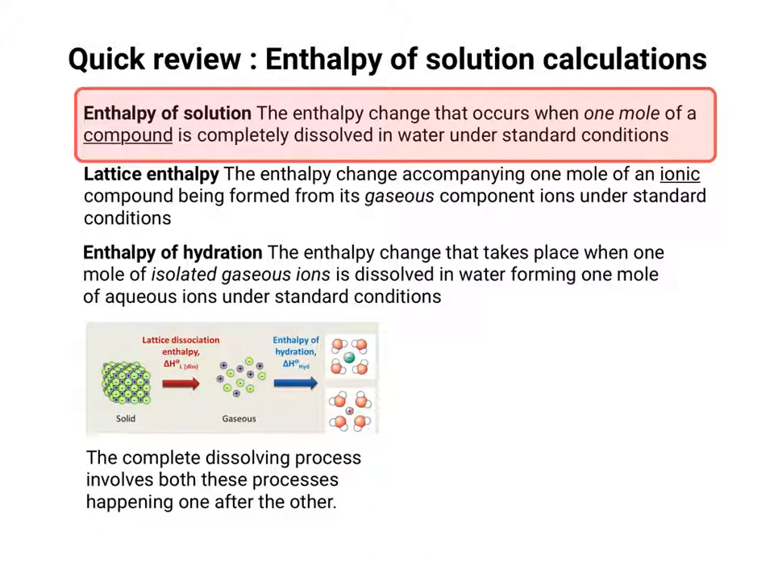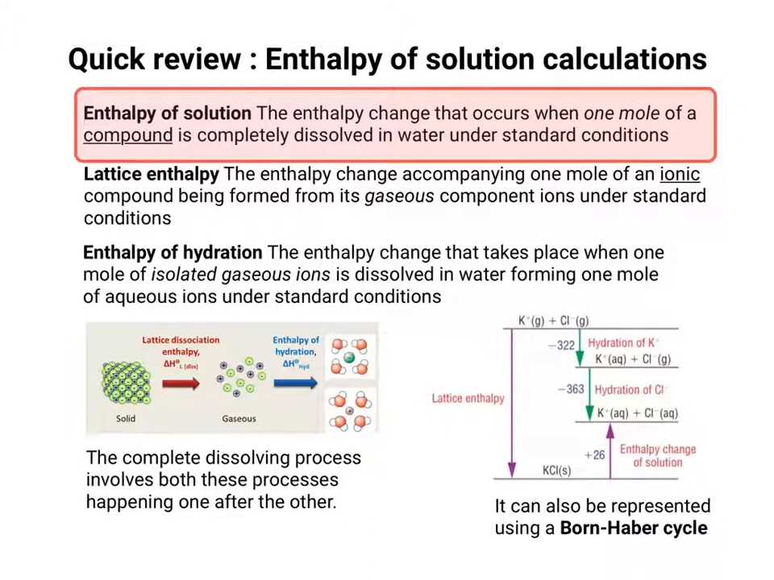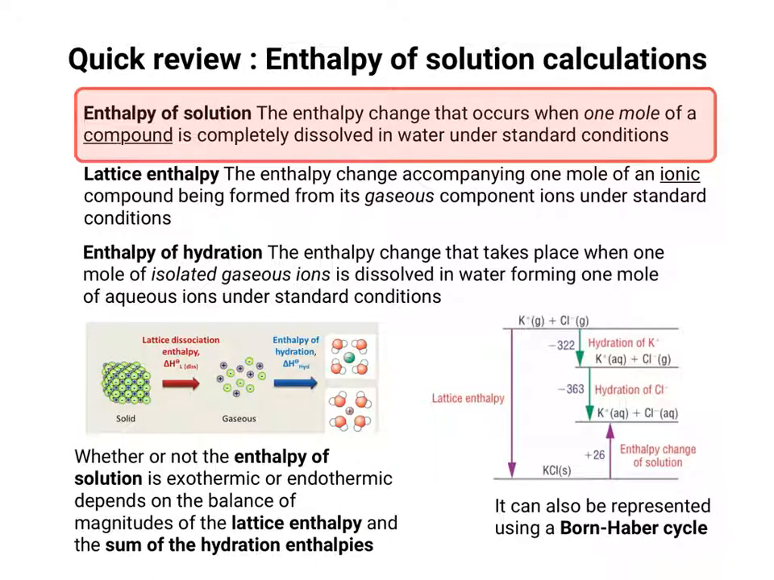And the complete dissolving process involves both of these: lattice dissociation, or the reverse of lattice enthalpy, and the sum of the hydration enthalpy of all the ions happening one after the other. So we can also represent it using a Born-Haber cycle because obviously there's some thermodynamics involved. And you can see that in this particular Born-Haber cycle it is indicating that the enthalpy change of solution is endothermic. So whether or not that's the case depends on the balance of the magnitudes or the sizes of the lattice enthalpy and the sum of the hydration enthalpies.